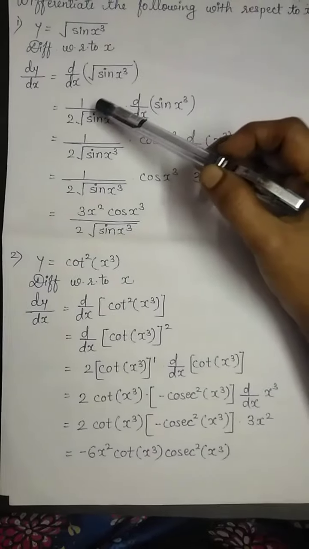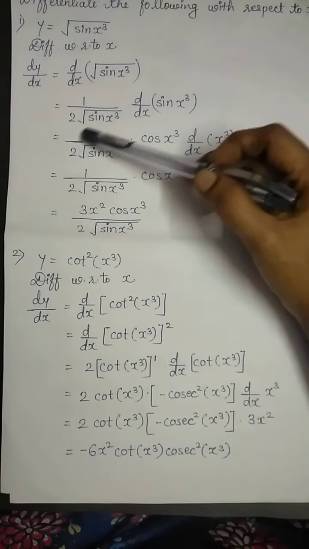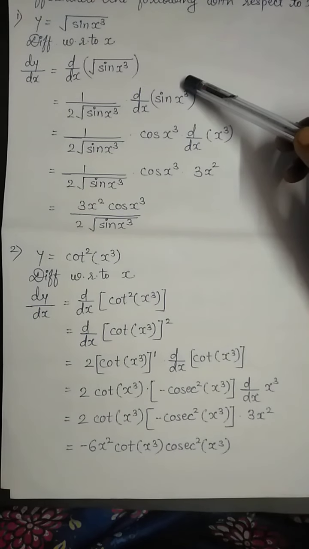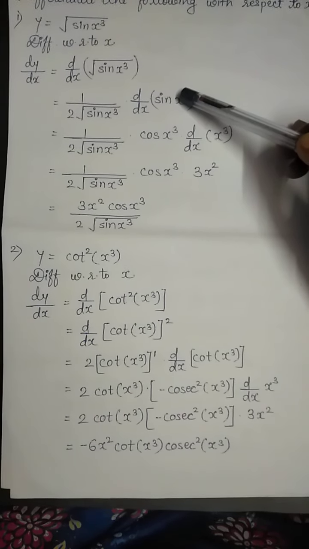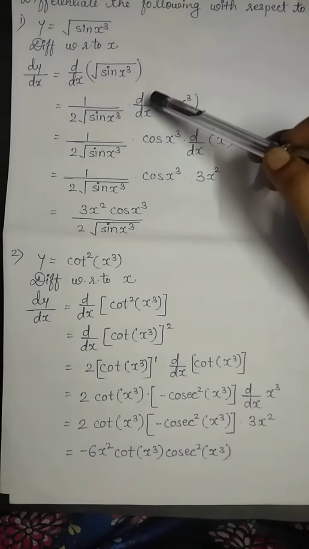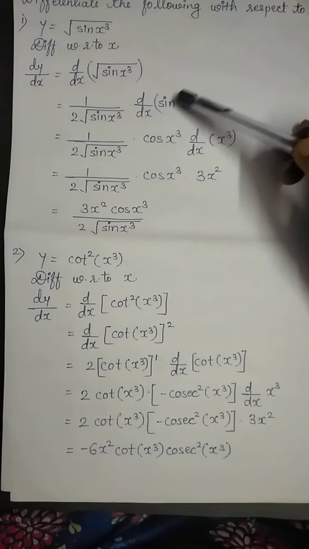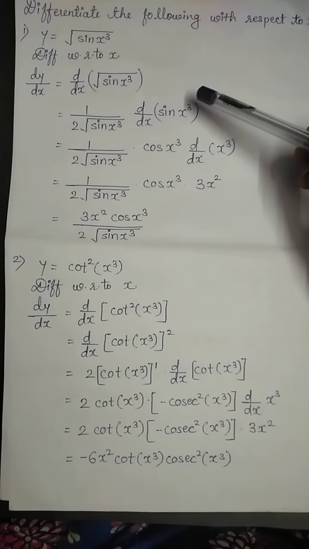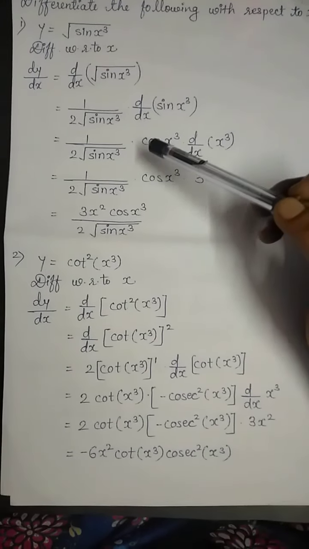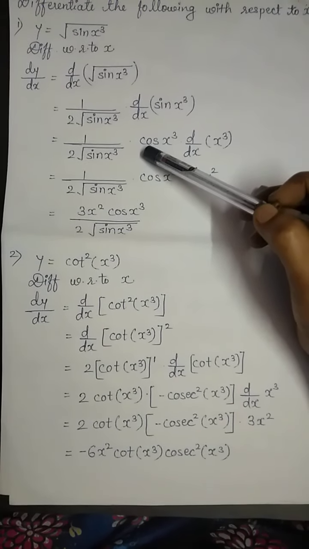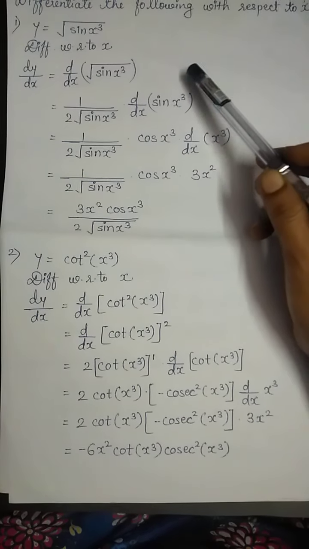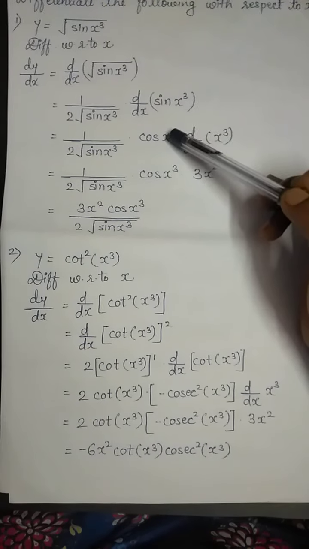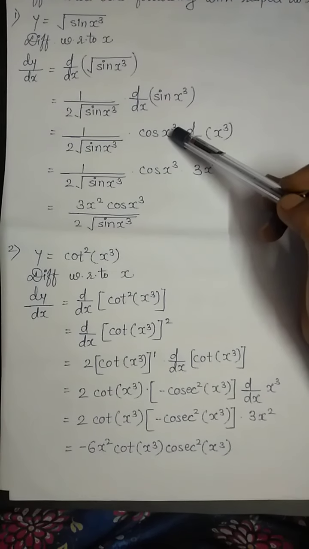In the next step, keeping this function as it is, we will again consider this x cube as x, which means we will read this function as the derivative of sine x, and we know the derivative of sine x is cos x. So here the derivative will be cos of x cube. While reading we will read this as x, but while writing we will write it as x cube.